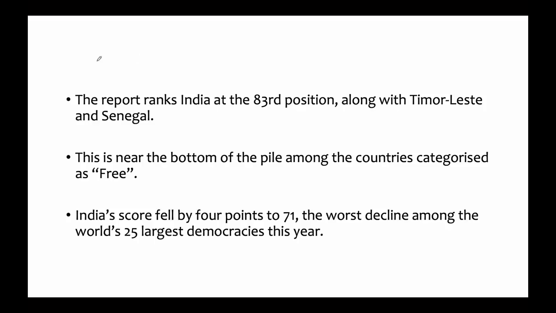Now we'll talk about the highlights of this report. It is a yearly survey and report by the US-based non-governmental organization Freedom House. I have told you what it measures. Then this report derives its methodology from the Universal Declaration of Human Rights, which was adopted by the UN General Assembly in 1948. In this report, they have covered around 195 countries, awarding scores based on political rights.